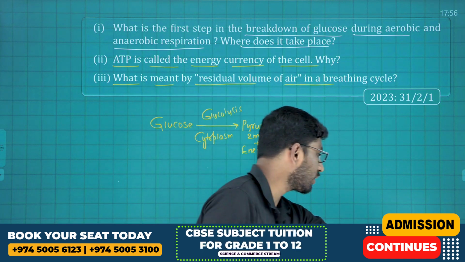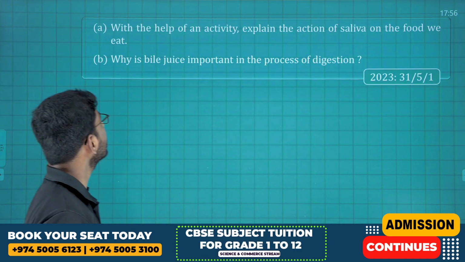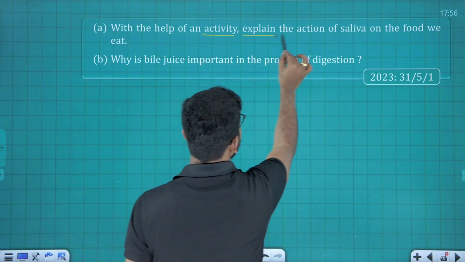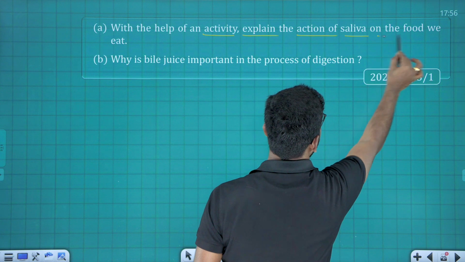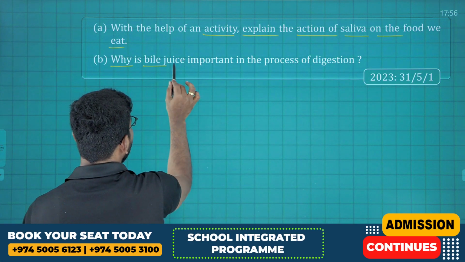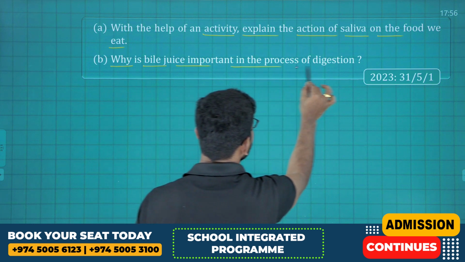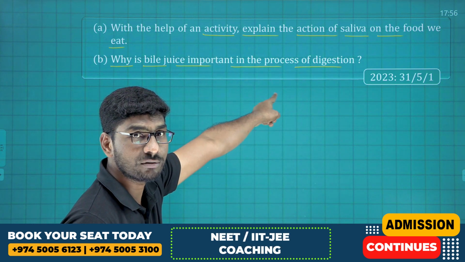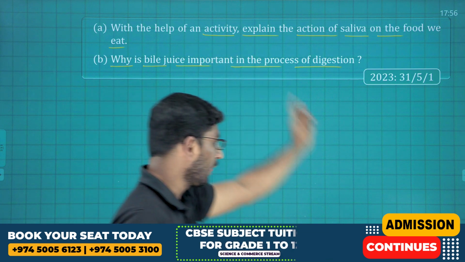Then next question, 2023. With the help of an activity, explain the action of saliva on the food we eat. Why is bile juice important for the process of digestion? These two questions I already covered in the previous question. You just watch that one. Clear? Next question.